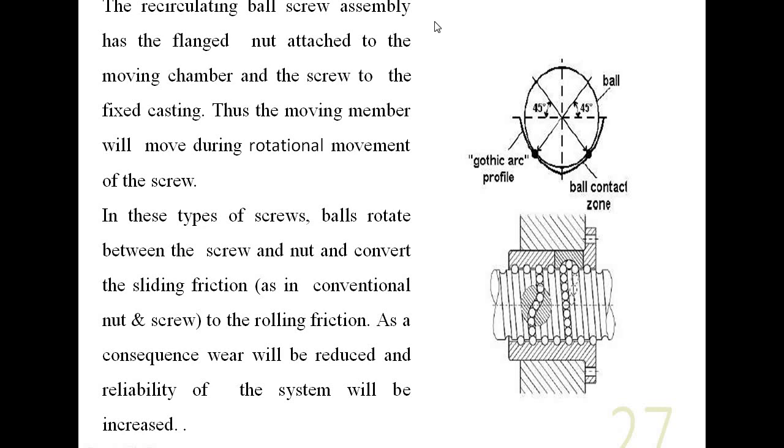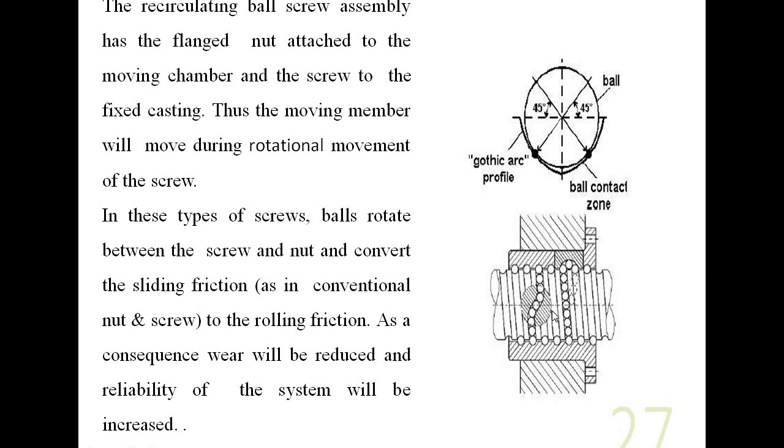First is the recirculating ball screw assembly, which has a flange in the nut. Look at this. The flange in the nut is attached to the moving member and the screw to the fixed casting. Thus the moving member will move during the rotational movement of the screw. In this type of screw, balls rotate between the screw and nut and convert the sliding friction of a conventional nut and screw to rolling friction. As a consequence, wear is reduced and the reliability of the system is increased.